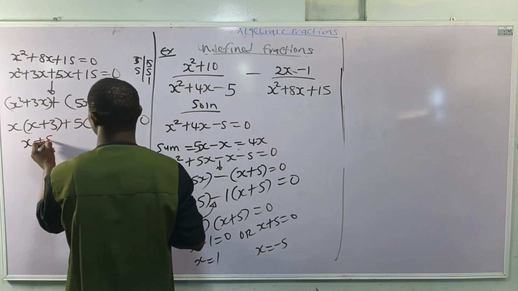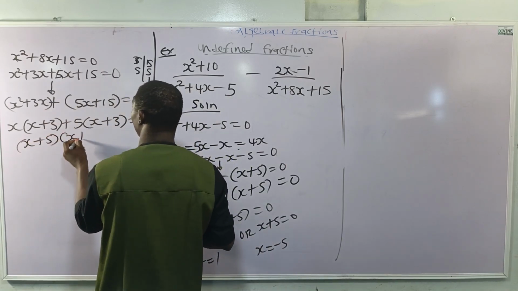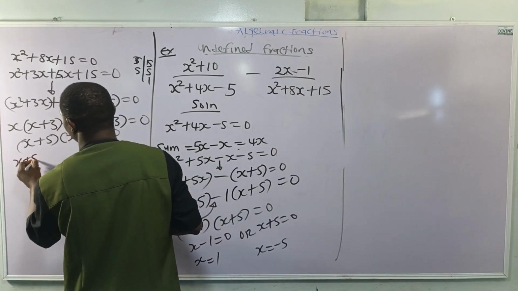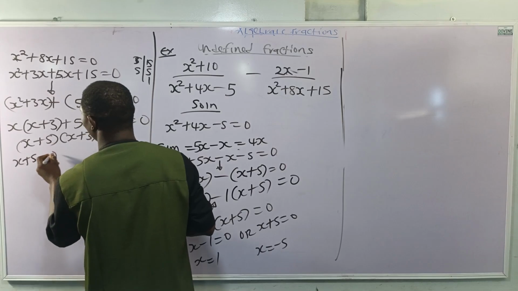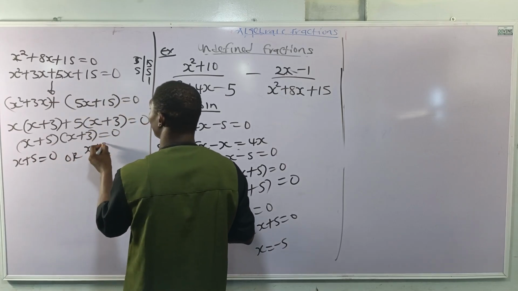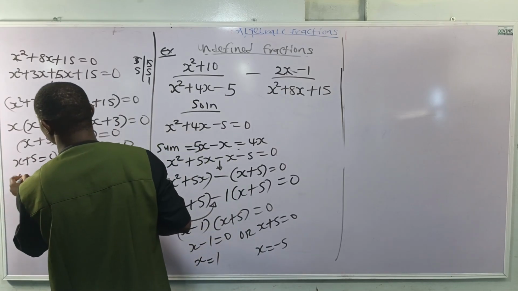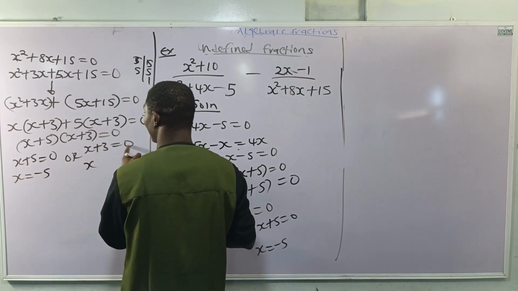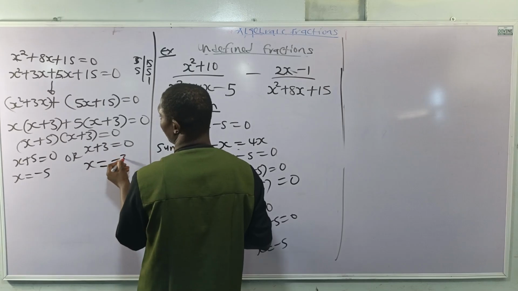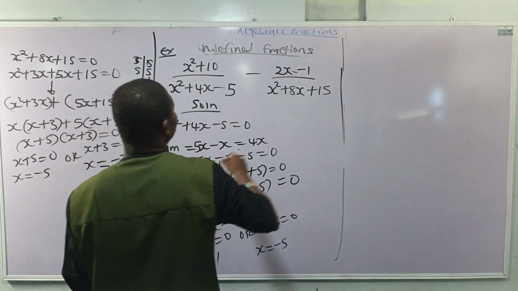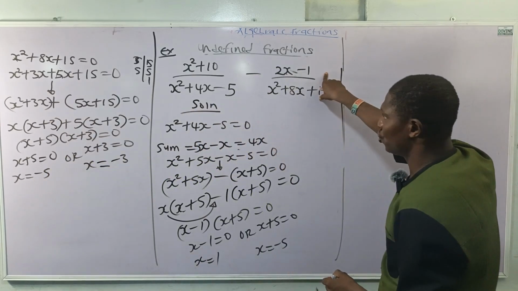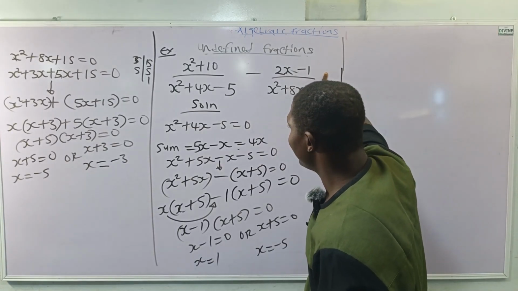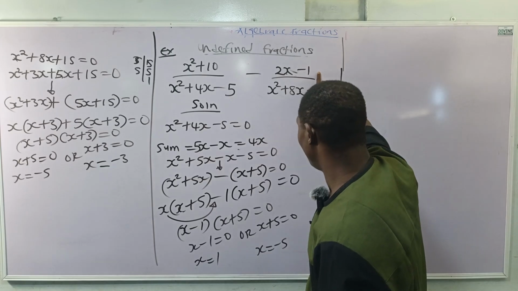And I'll have x plus 5 and x plus 3 in brackets. So I have x plus 5 equal to 0, or x plus 3 equal to 0. And x equals 0 minus 5, which gives me minus 5. And x equals 0 minus 3 will give me minus 3. Therefore, when x is equal to minus 5 or x is equal to minus 3, the fraction here will be undefined.